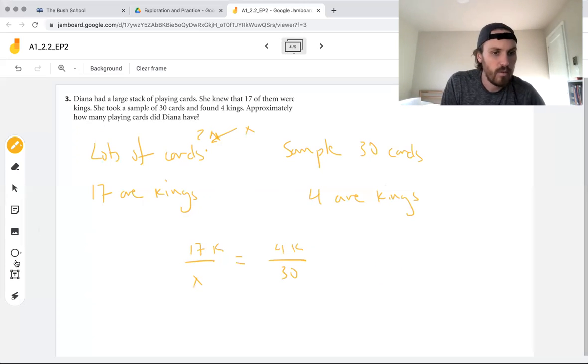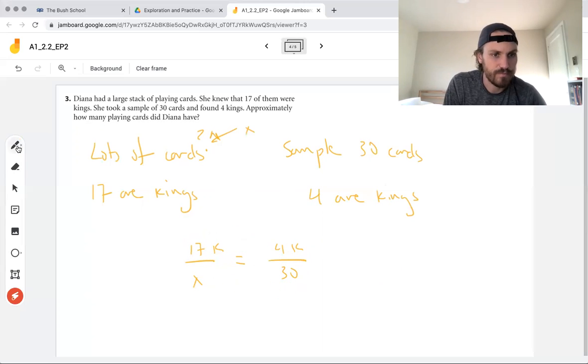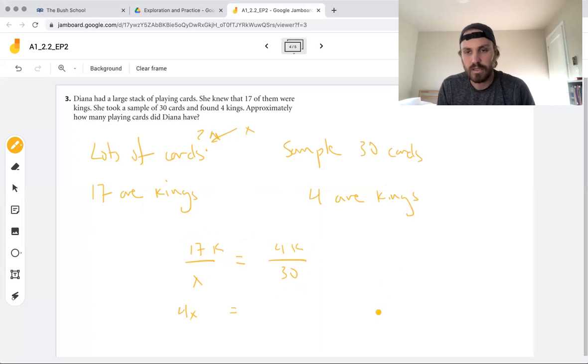And now, why don't we use the cross products property, which says we can multiply these two right here, and we can multiply these two right here, and we still have an equation that's true. So if I multiply 4 by x, I get 4 times x. If I multiply 30 by 17, well, let's see here, 30, 51, I think that's going to be 510. Does that sound right? Let's hope so. So then I should get x is equal to, since I'm multiplying by 4, I can divide both sides by 4 and get x is equal to 510 divided by 4.